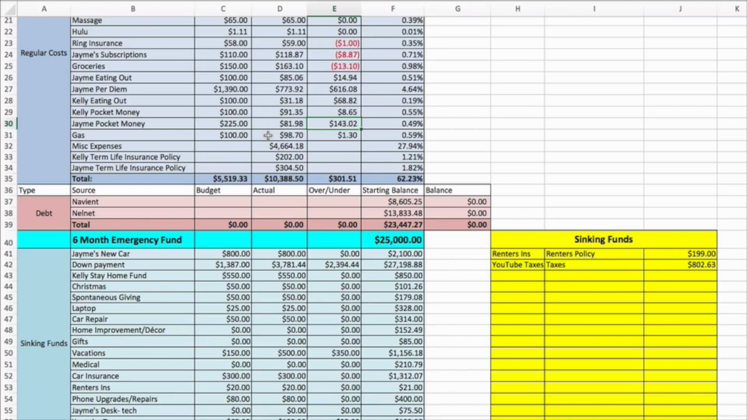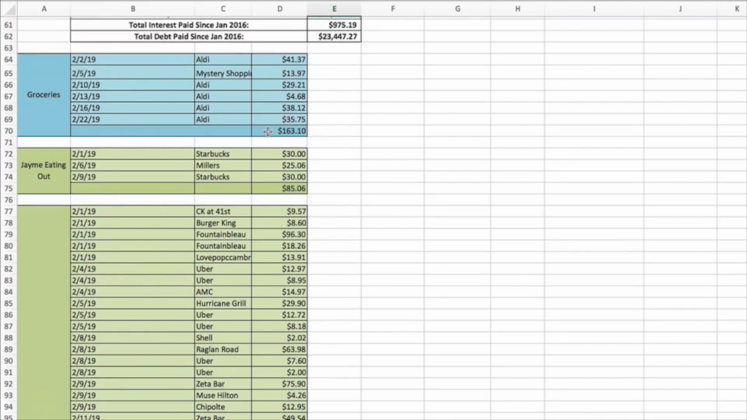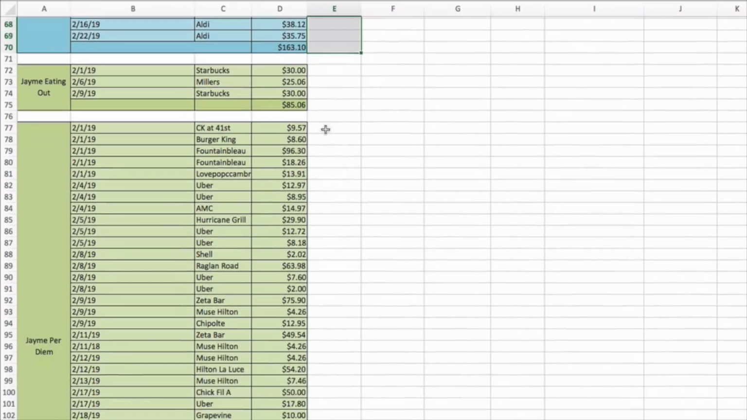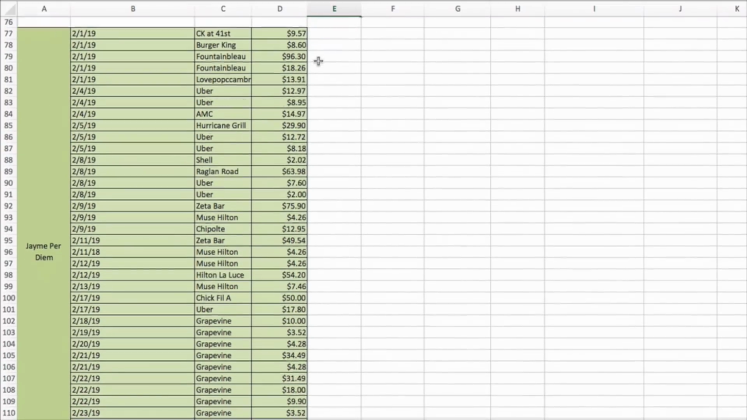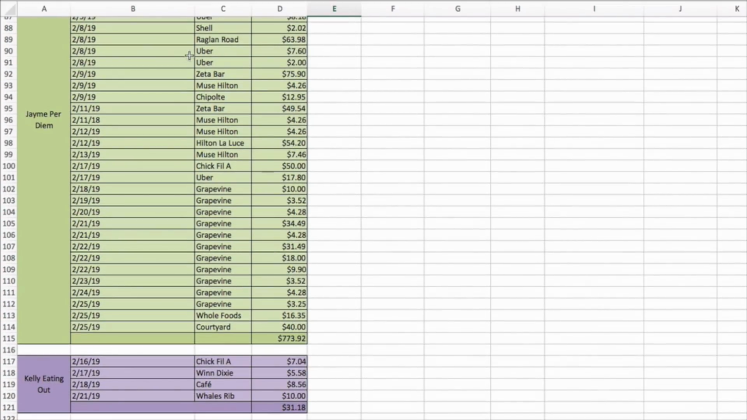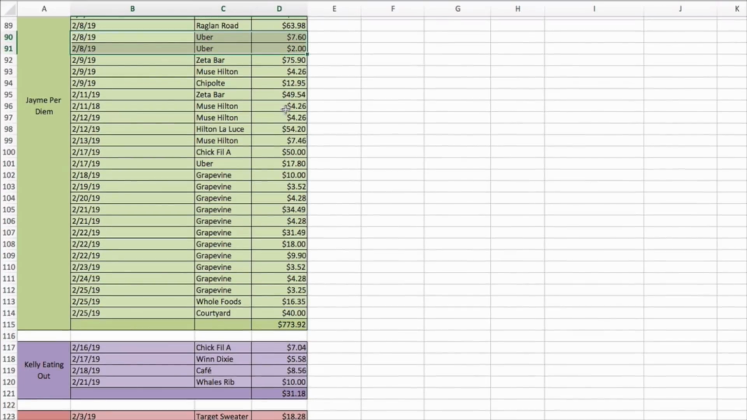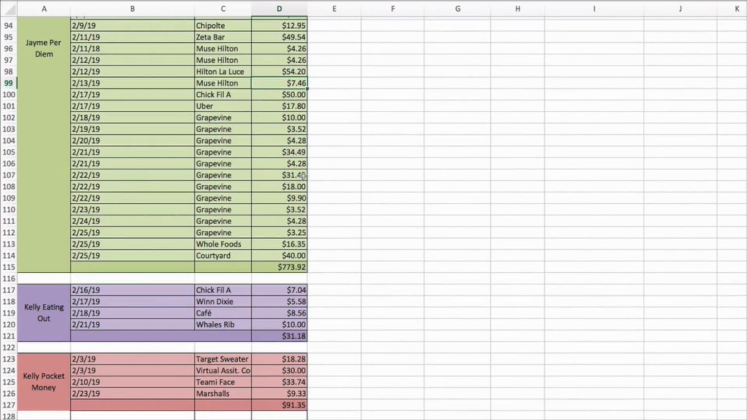Gas, we spent $98.70. So as you can see here, here's the breakdowns of everything. So Aldi and mystery shopping for $163.10. Jamie eating out, Starbucks, Miller's, and Starbucks, $85.06. And then here is all of Jamie's per diem. You can see some Ubers in here. And then all of the stuff that he had to eat there.